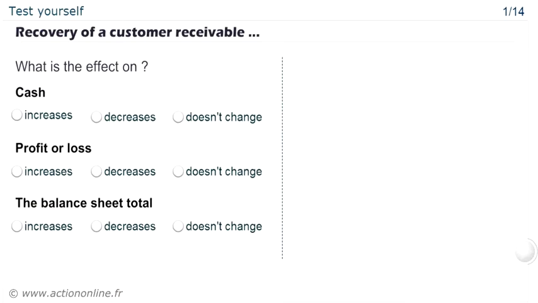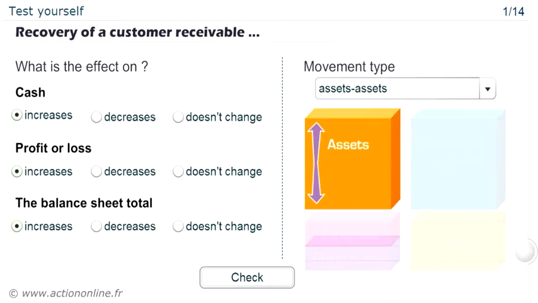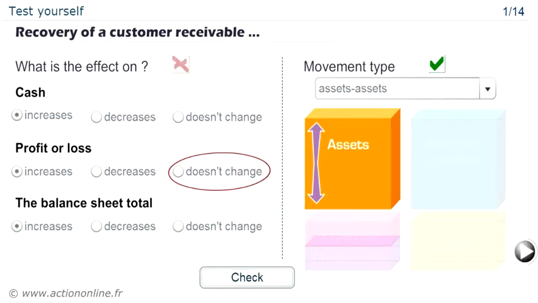What's the effect of recovery of a customer receivable on the following items? Click on the movement affected by this transaction. Profit or loss is not changed. The recovery of the customer receivable is neither a sale nor consumption. There is therefore no impact on income or expenses. The balance sheet total does not change. It is simply the transformation of one use of funds on the balance sheet to another. The customer receivable is transformed into available funds.